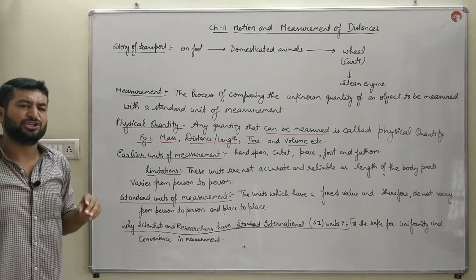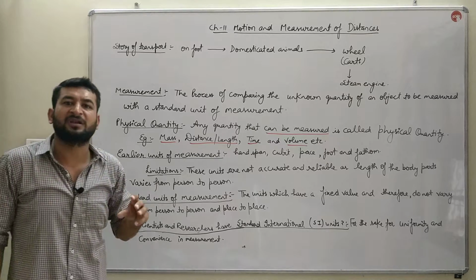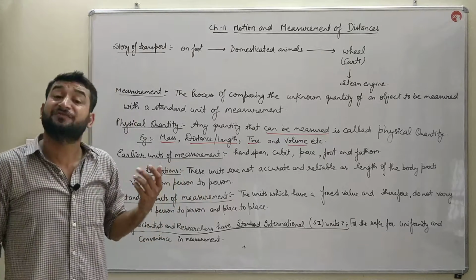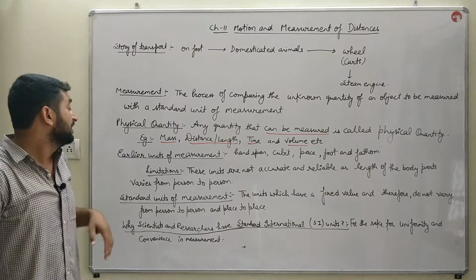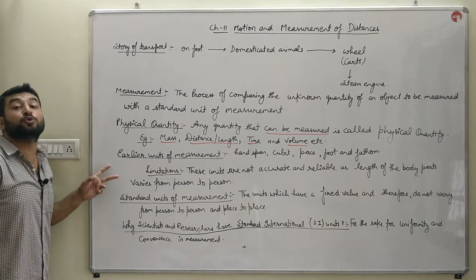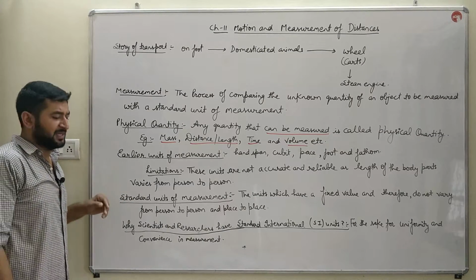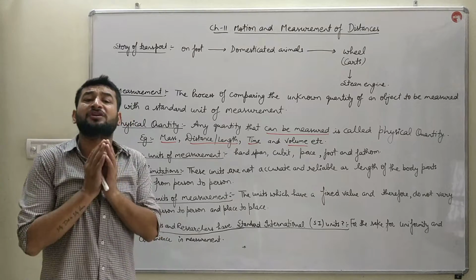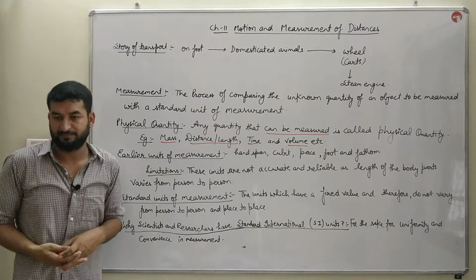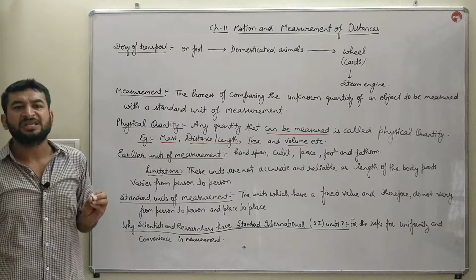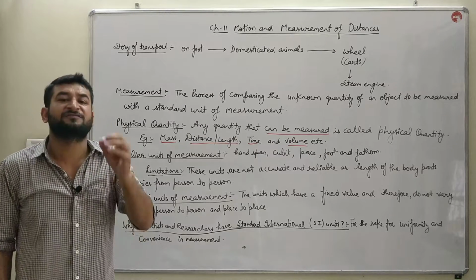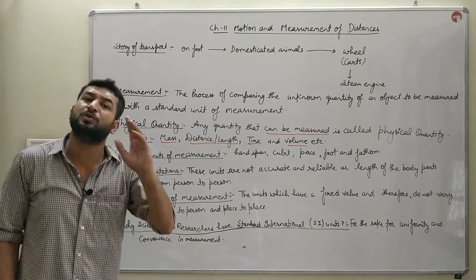1 fathom is generally equal to, in the case of a normal human adult, 6 feet. But that varies from person to person, bache. That is the limitation of those earlier units. Those earlier units are not accurate and reliable. Why? Because the length of the body parts varies from one person to another.